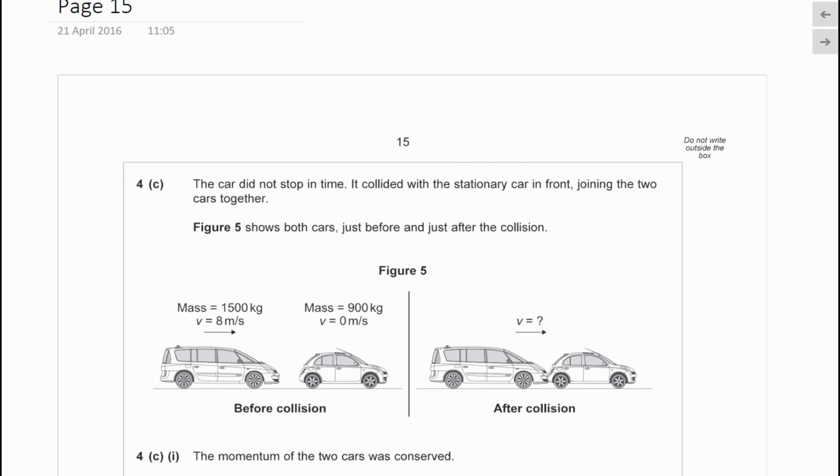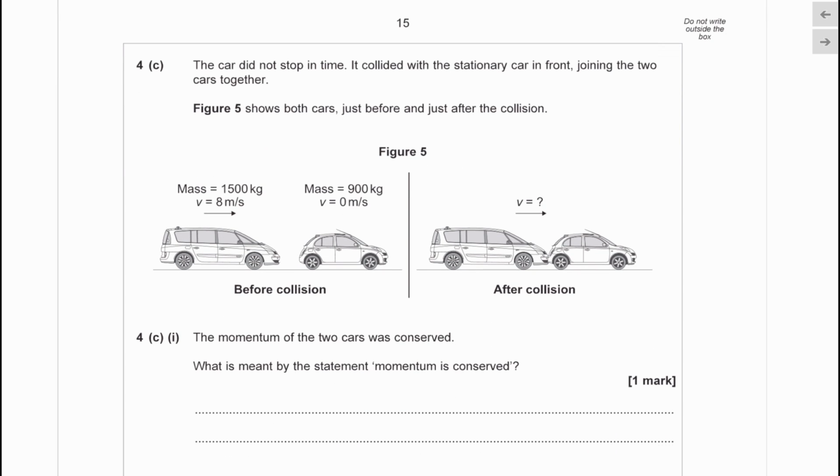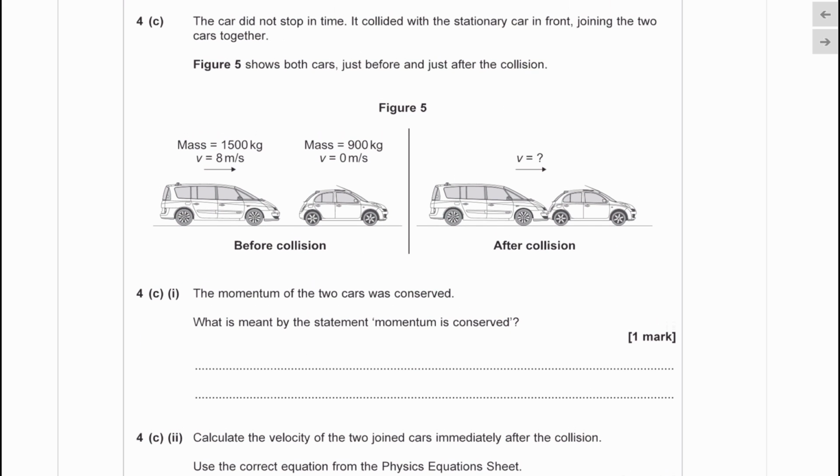Moving on. We've got 4C. The car did not stop in time. It collided with the stationary car in front, joining the two cars together after it collided, obviously. Figure 5 shows both cars just before and just after the collision. The momentum of the two cars was conserved. What is meant by the statement, momentum is conserved? When we say conserved, it means the total momentum before is equal to the total momentum afterwards.